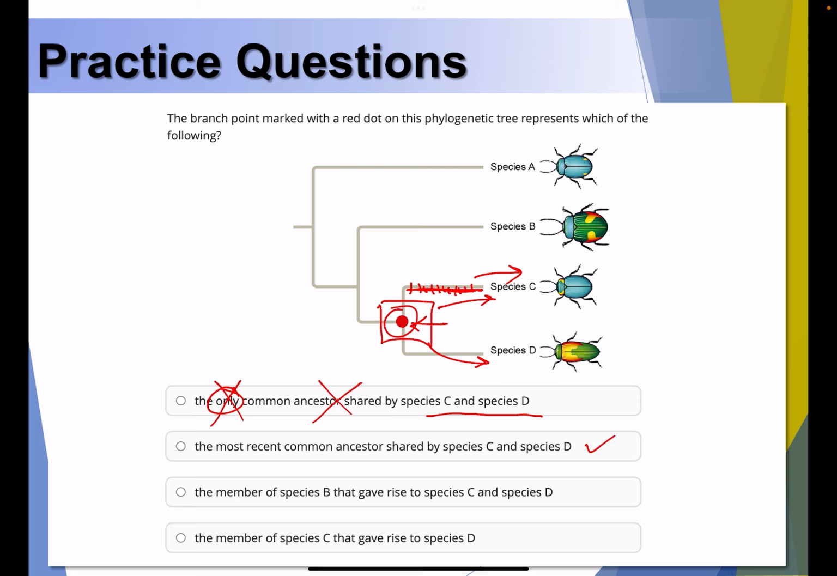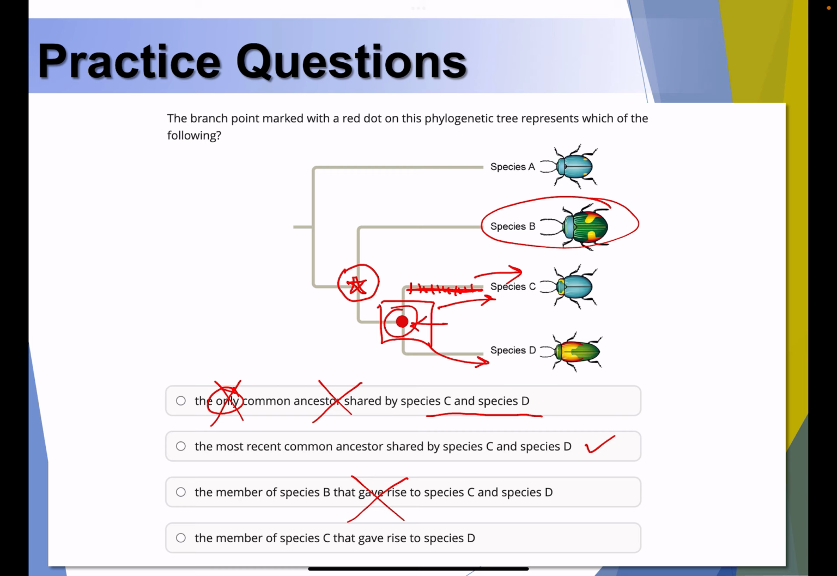The member of species B that gave rise to species C and D. So the one of the common ancestors that gave rise to B is not this red dot here. It is this right here. I'm purposely drawing a star so you don't say, oh, that's two dots. But this particular star is then the common ancestor for species B and C and D. So that's why this one is not the common ancestor that gave rise to B.